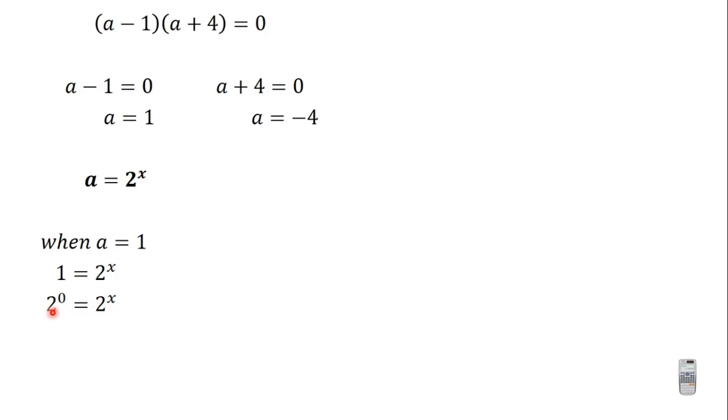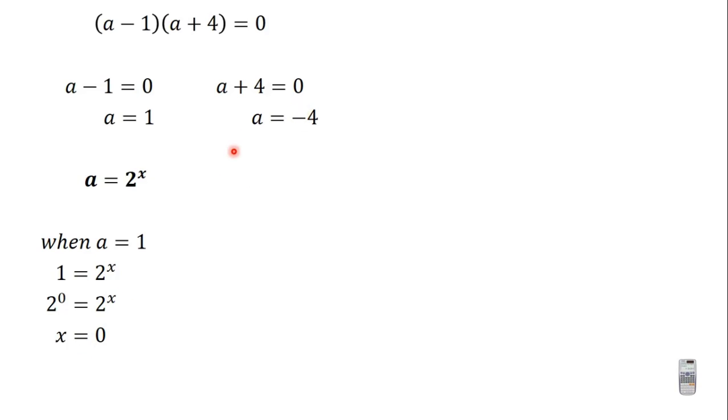The term on the left hand side is 2. The term on the right hand side is 2. So we can equate the exponents. So we say that 0 is equal to x, or x is equal to 0. So we have found x in the first instance, and we have x to be 0.